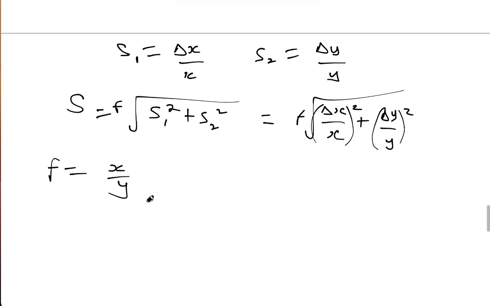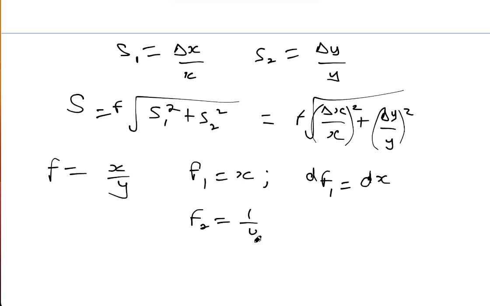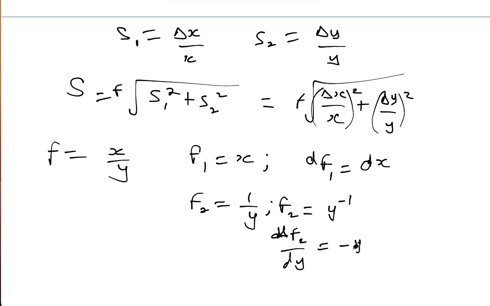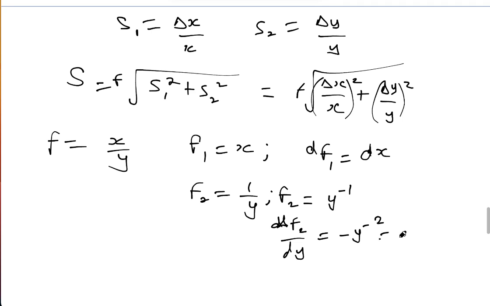If f equals x over y, the first thing you want to do is find your f1, that is, assume that there is no y, assume that it is only x you are dealing with. So what do you have here? f1 equals x. But in the case of f2, f2 will be 1 over y, which implies that f2 equals y raised to power negative 1. Now if you find the derivative of f2 with respect to y, that will be minus y raised to power minus 2, which you can rewrite as minus 1 over y raised to power 2.